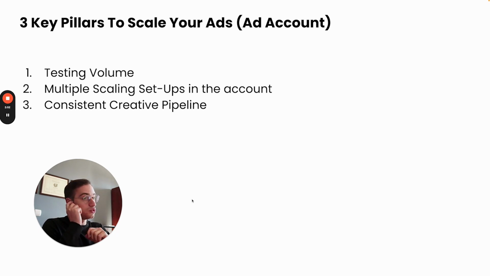Now, the first thing you need to sort out is testing volume. Second is multiple scaling setups in your account. And 3, have a consistent creative pipeline. These are the 3 things you need to focus on to scale ad spend and obviously your business, new customer growth, and customer acquisition. The more you test, the more you're going to find, especially the more you test with intent, which I'm going to be addressing today as well. Multiple scaling setups in the account give us stable scaling strategies and stable performance. A consistent creative pipeline means we don't see those rises in CPA.